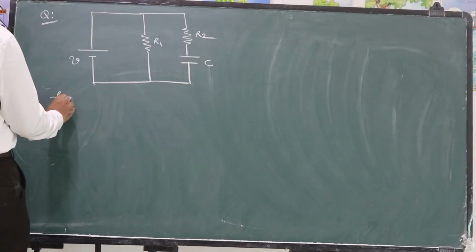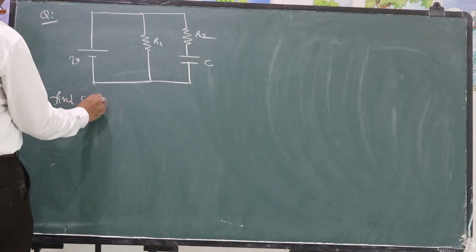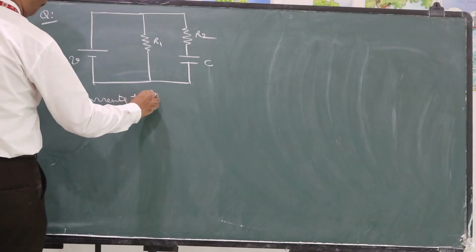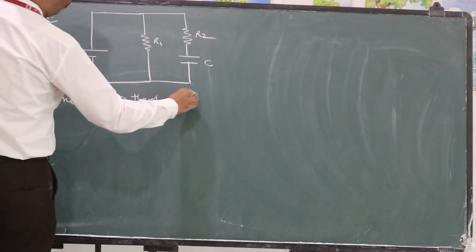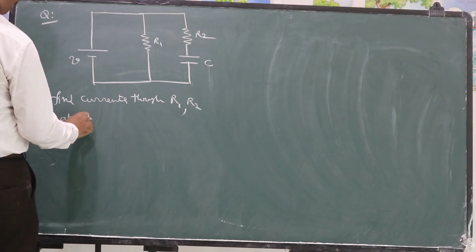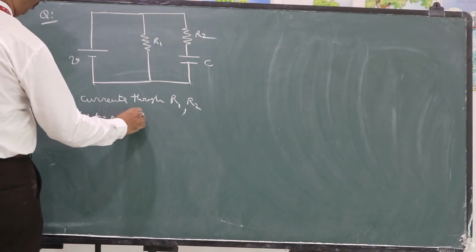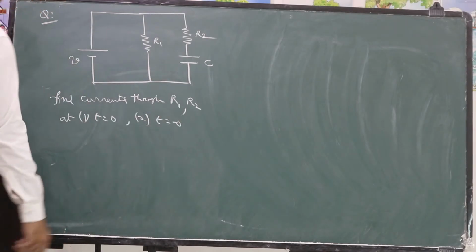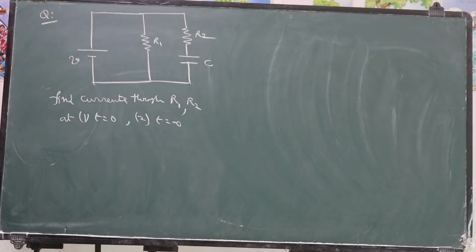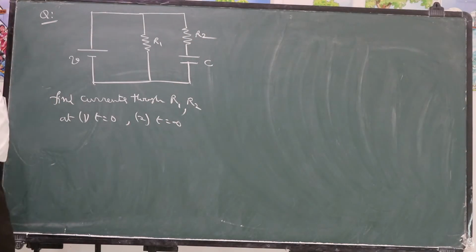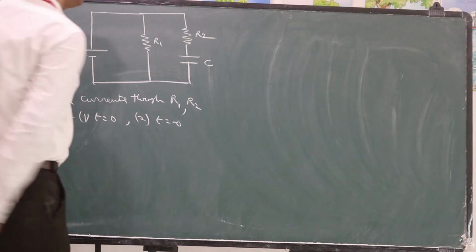Find currents through R1, R2 at t equal to 0 and t equal to infinity. This is the question. We need to find the current passing through R1 and R2 at time t equal to 0 and at time t equal to infinity. Solution.